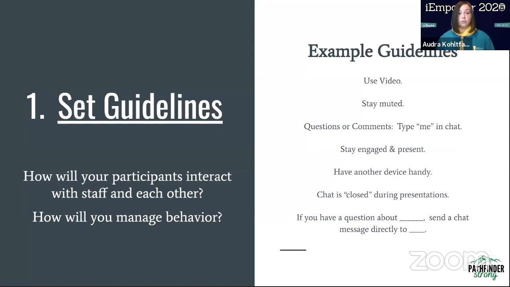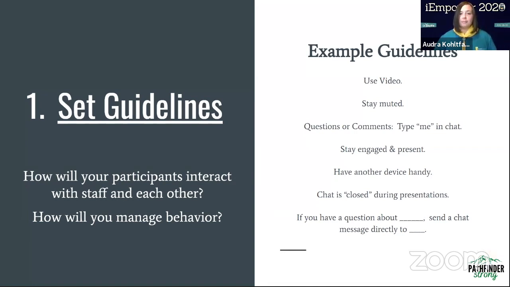So the first one is to use video. That just helps me know that the person whose name is in the screen box is actually that person. It helps me see what the kids are doing and that they're there and they're present. Also, you want to tell your kids to remain muted so you don't end up like that blah, blah, blah picture with all that background distraction.